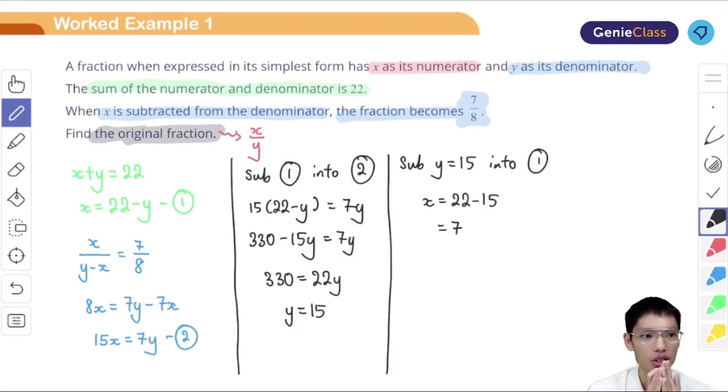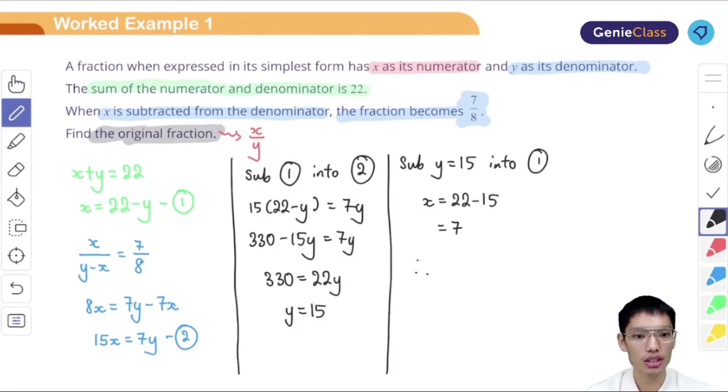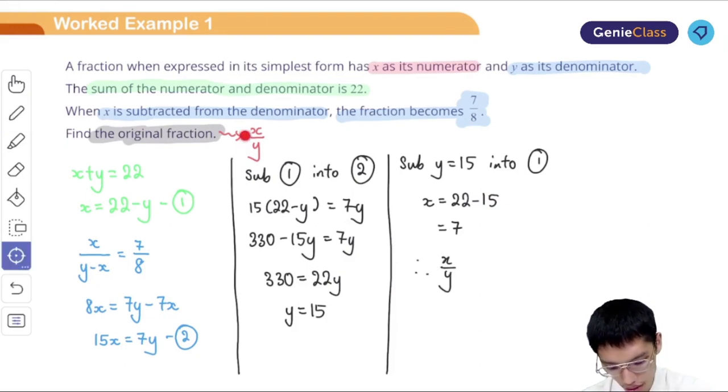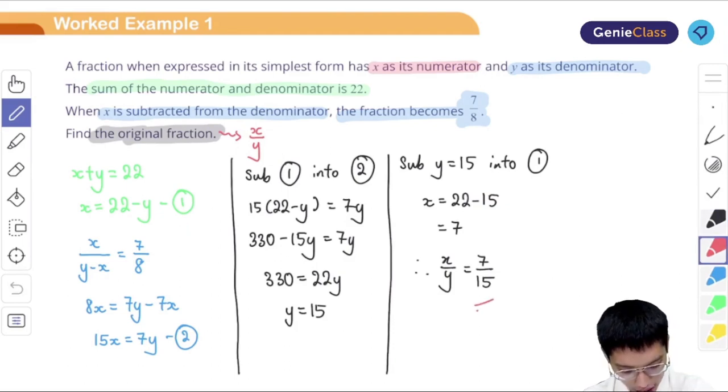Okay, I think, Denise, you are confusing yourself with the many substitutions. Take note. Because what happens? We want the original fraction. What's the original fraction over here? The original fraction is x over y, which I have written over here. What is x over y? x is 7, y is 15. Bingo! Then, finally, you can say, aha, I have solved the question. Alright, that's one thing to take note. One example for a simultaneous equation.